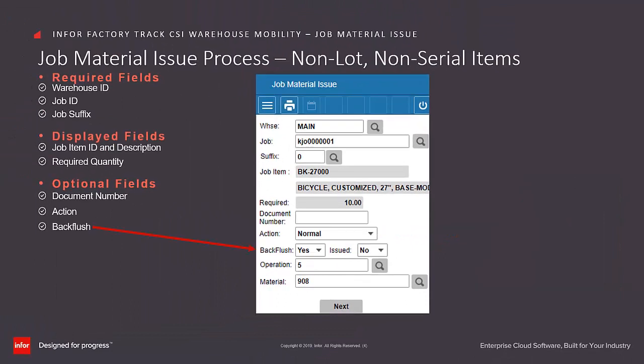Select whether you want items marked for backflushing to appear on the selection list for the material issue. This field defaults to No. Select whether you want items that have been fully issued to appear on the selection list for the material issue. Again, this field defaults to No.